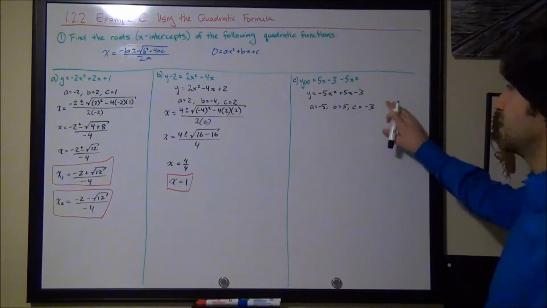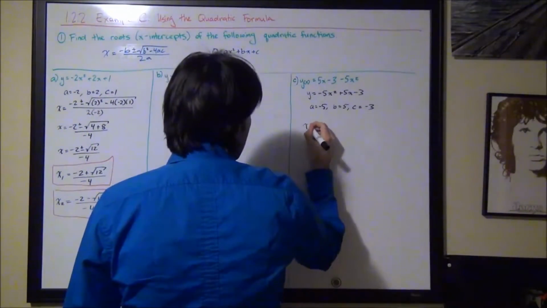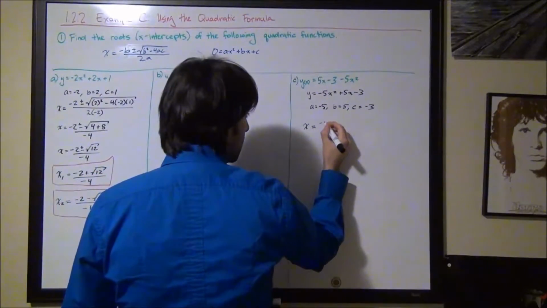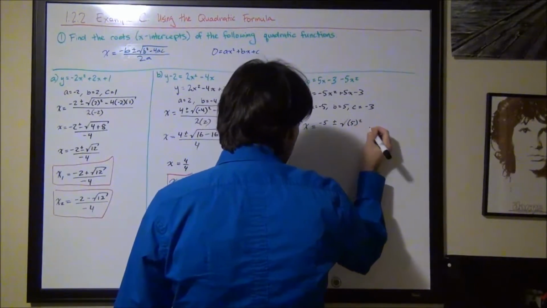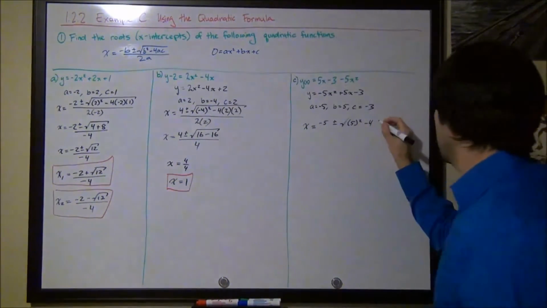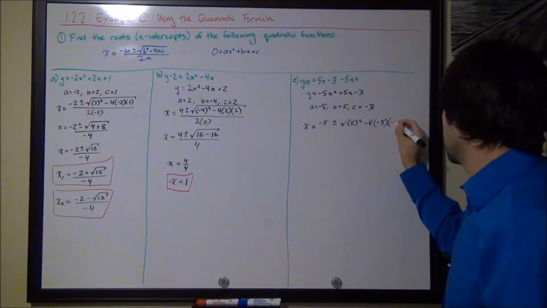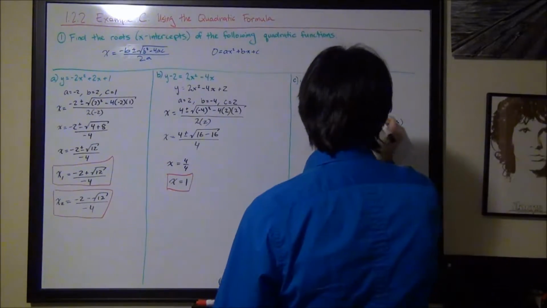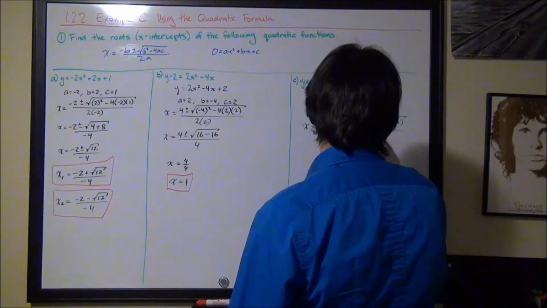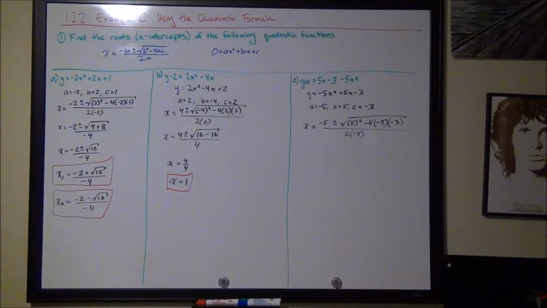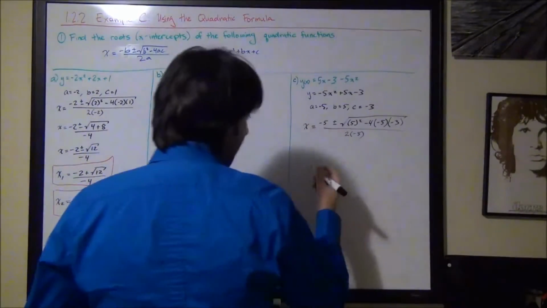Once again, we take these coefficients and we put them into our quadratic formula. So we can write that x will be equal to minus b plus or minus the square root of b squared minus 4 times a times c. And the whole thing has to be divided by 2 times a. As written there, 2 times negative 5. We can simplify the radical again.